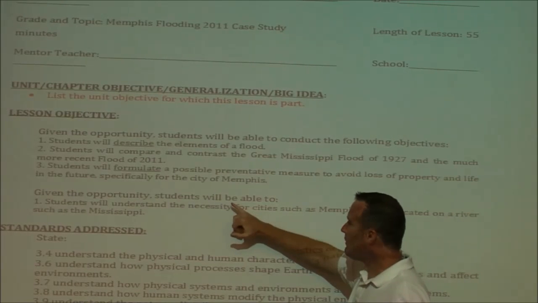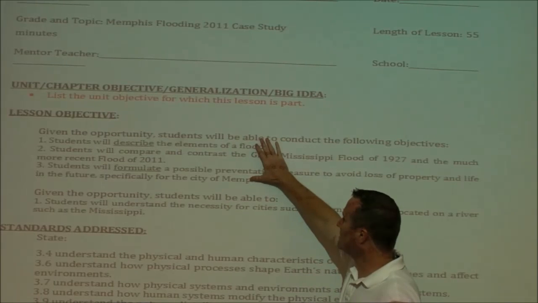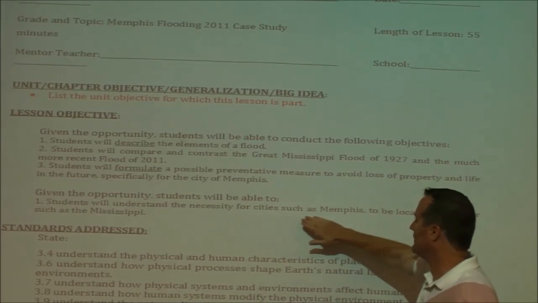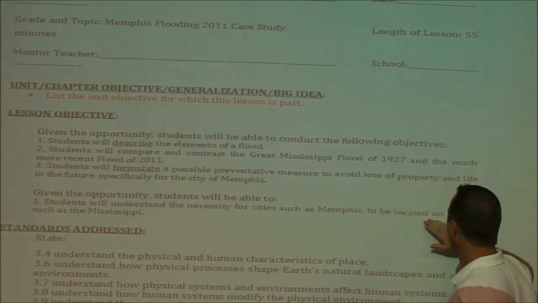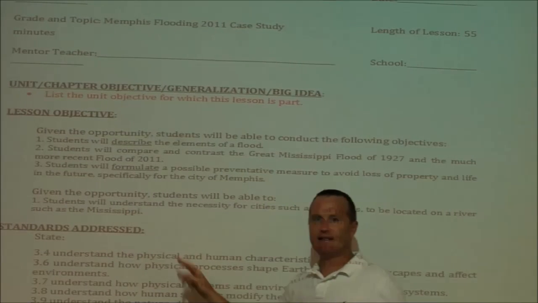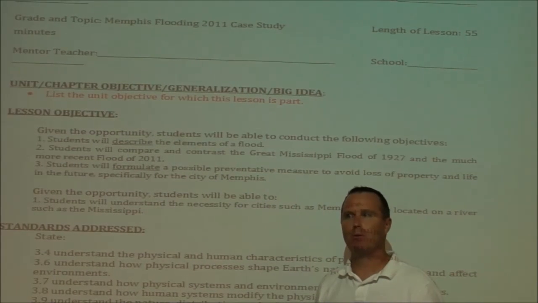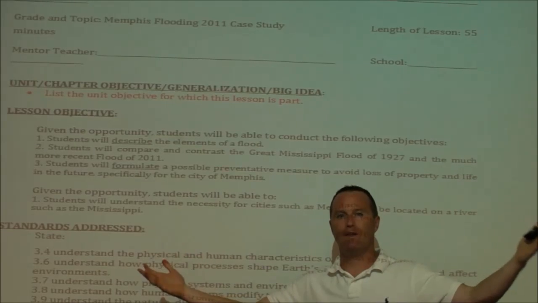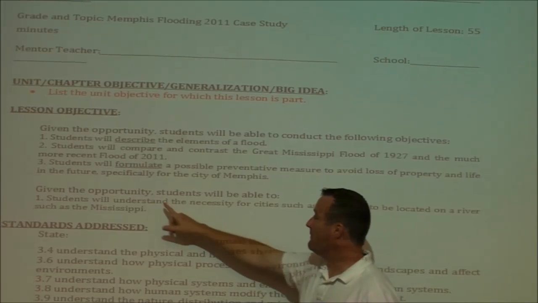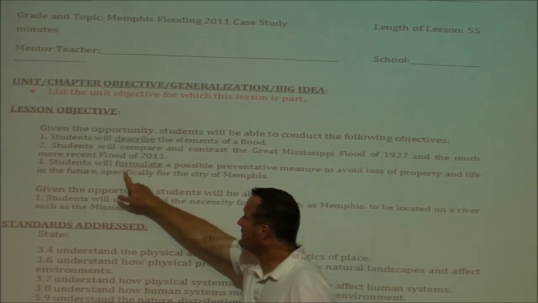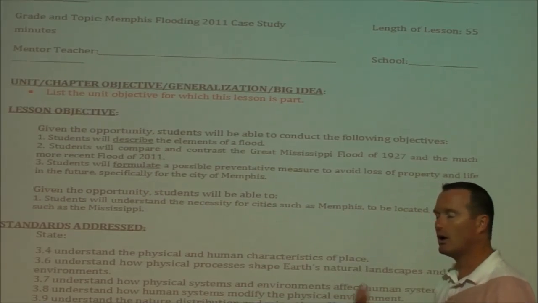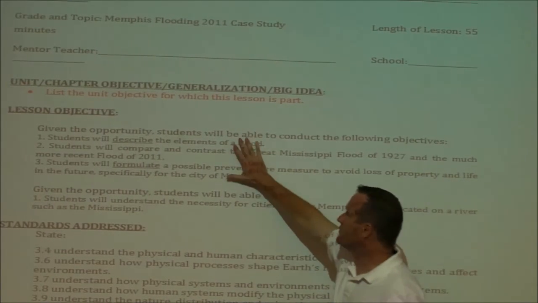Now, you will notice down here, these are measurable. This is a goal. A goal here: students will understand the necessity of cities, such as Memphis, to be located on the river. Okay, can I measure a student understanding something? Technically, I cannot. That is a goal. It's something we ultimately want the students to be able to do when they leave this lesson, they understood something. Now, I can measure understanding by using these measurable objectives up here. And that's the key. That's what I want you to make sure you understand, that these are measurable, these are not.